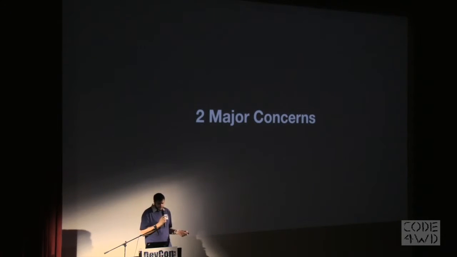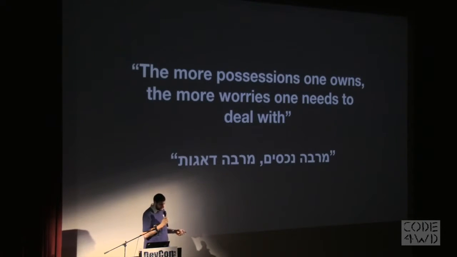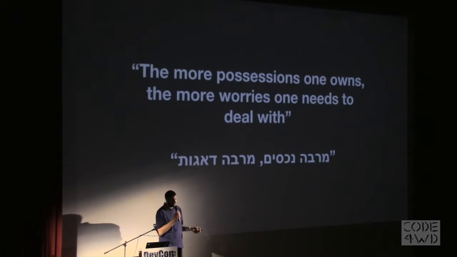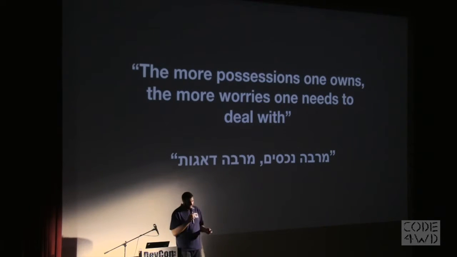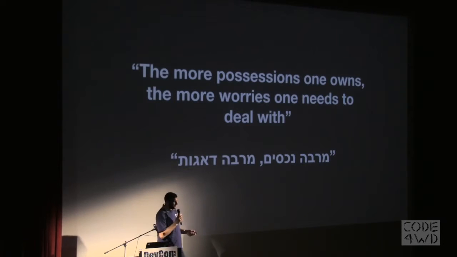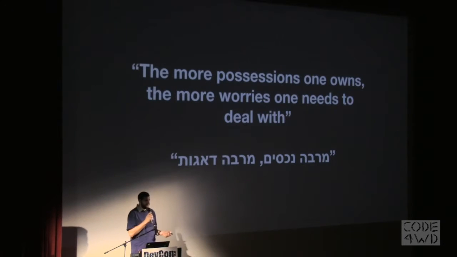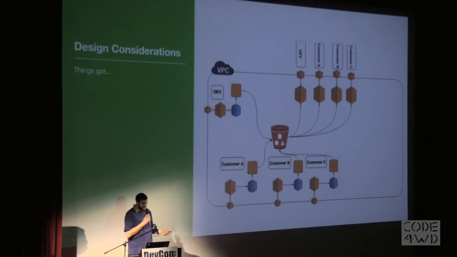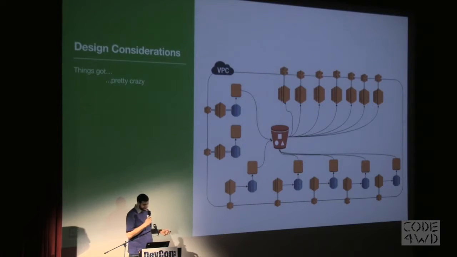The first consideration, so there's this phrase in Hebrew, marbe nechasim marbe da'agot, which basically means that the more property one has, the more problems one has. And that was really our problem when we started scaling this out to lots and lots of different customers, because things got really, really crazy.